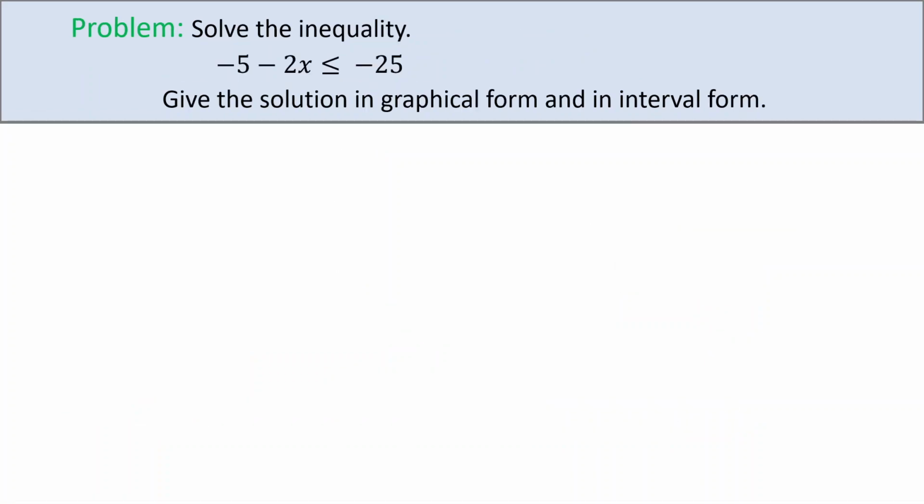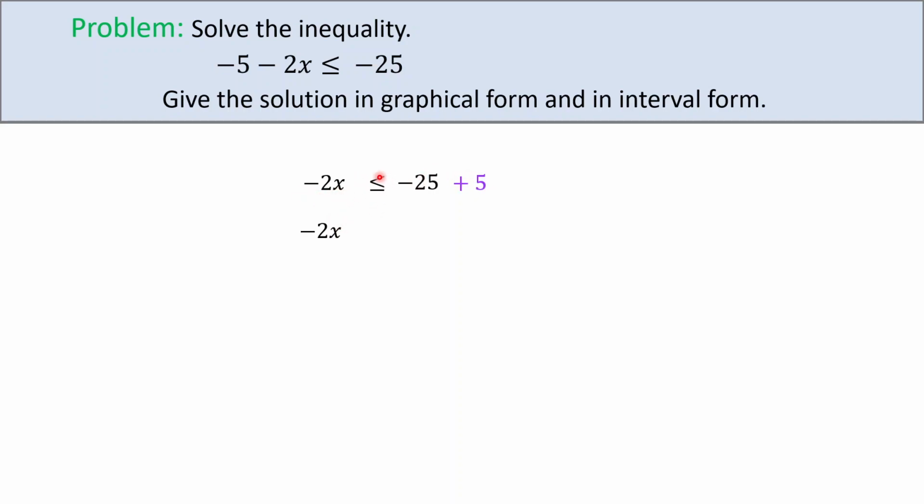Now we do this problem. To solve this inequality, you need to isolate this term because this term has the variable x. To isolate this, you need to move this to the right hand side. So write this now, less than or equal to negative 25. Move this to this side. You need to change the sign. If you move a term from one side to the other, you need to change its sign. So negative 5, you need to put positive 5.